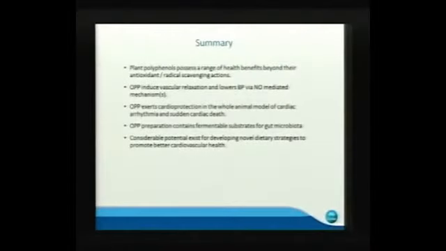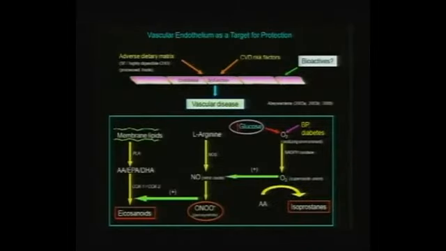So in summary, ladies and gentlemen, plant polyphenols possess a range of benefits beyond their antioxidant action. OPP induces vascular relaxation and lowers blood pressure with nitric oxide mediated reactions. And it has protection against cardiac rhythm disorders. And it has a lot of potential for developing dietary strategies to promote cardiovascular health. I've got 2 minutes left. I'm going to try this. If you look at the bigger picture, now we have a reasonable body of evidence to say that this could be used as a bioactive ingredient.